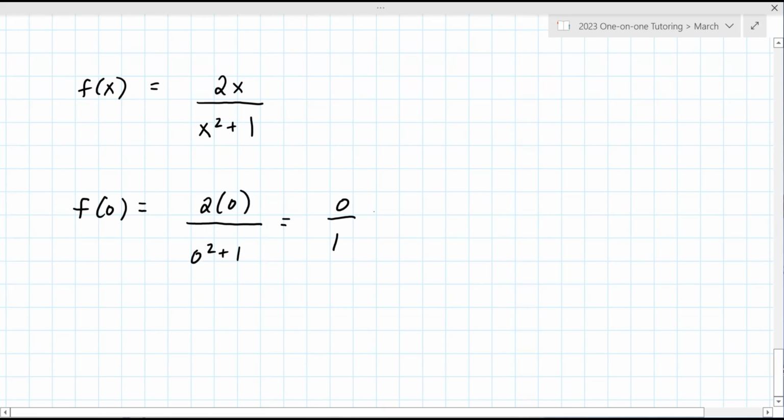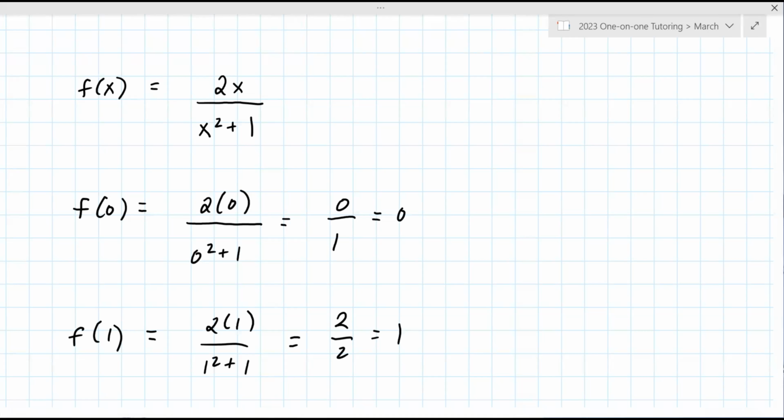0. It is 0. Okay, very good. How about f of 1 here? 2 times 1 over 1 squared plus 1. Just 1. Yeah. Now notice how these are working out nicely at the moment. They don't always work out nicely though. Okay, and that's kind of our intro to rational functions here.